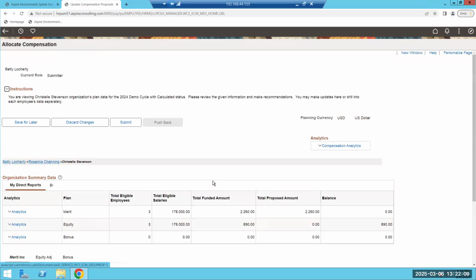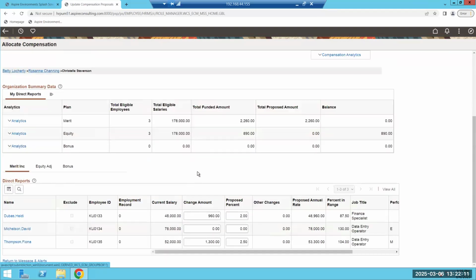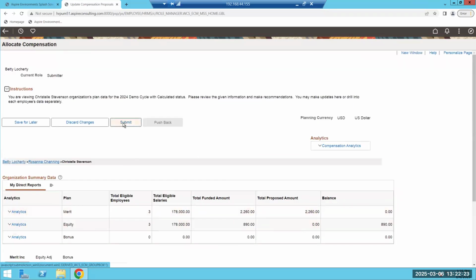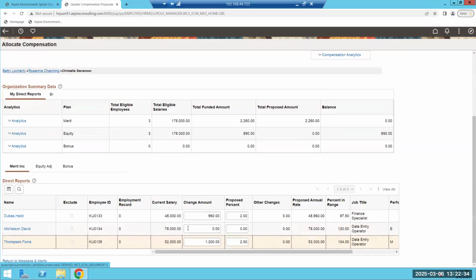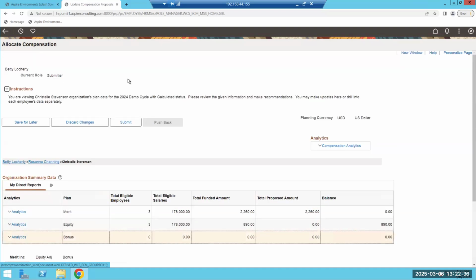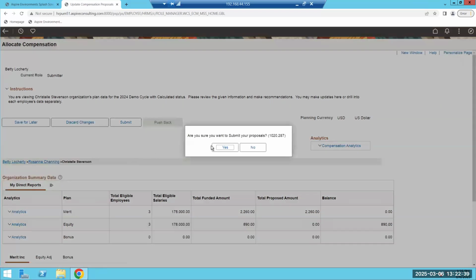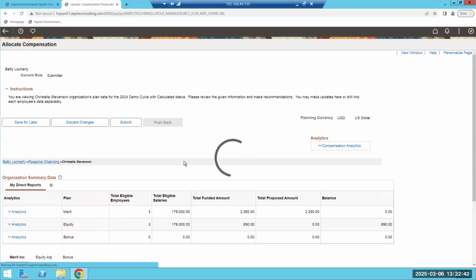So we're going to go all the way down to Christelle, and we're going to see Christelle has these three people reporting to her. And now we see Christelle isn't dependent on anyone because there are no managers reporting to Christelle. Christelle is at the lowest level of the organization here. So Christelle would need to do her planning first, and she would then submit. And then when she submits, we can go back up to Rosanna.